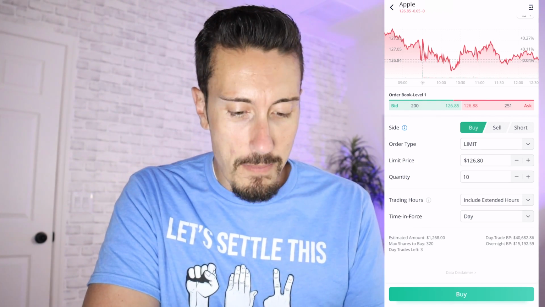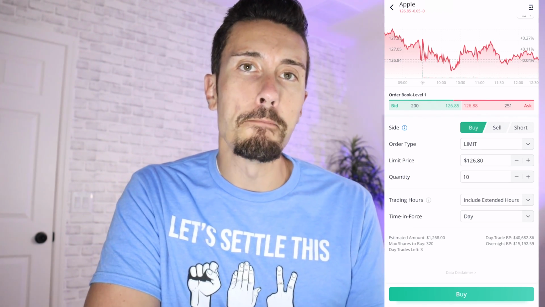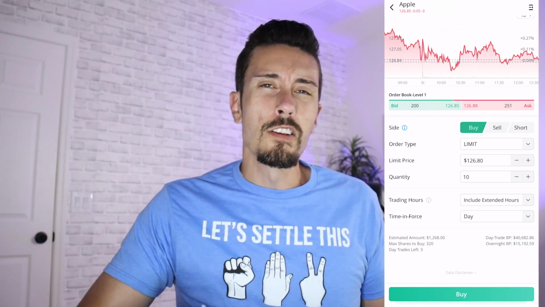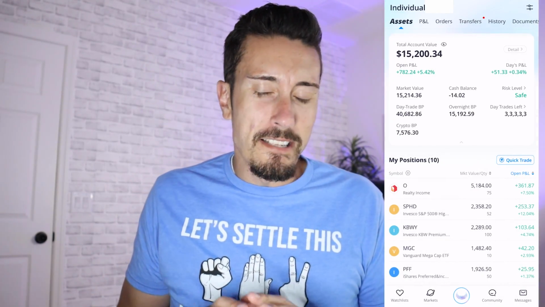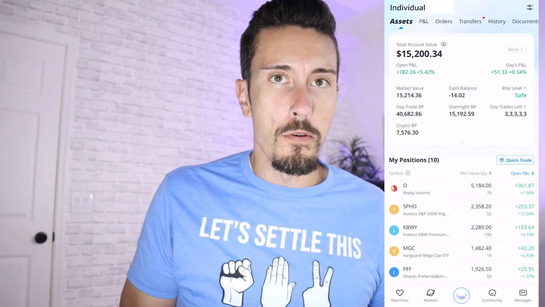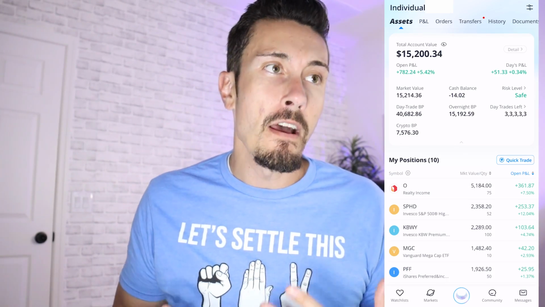You can see your estimated amount and all the other details and then simply hit buy and you'll be good to go. So the one thing that I think trips a lot of people up is the fact that yes, your account balance will go negative. Your cash balance goes negative based on how much you're trading with your instant buying power.